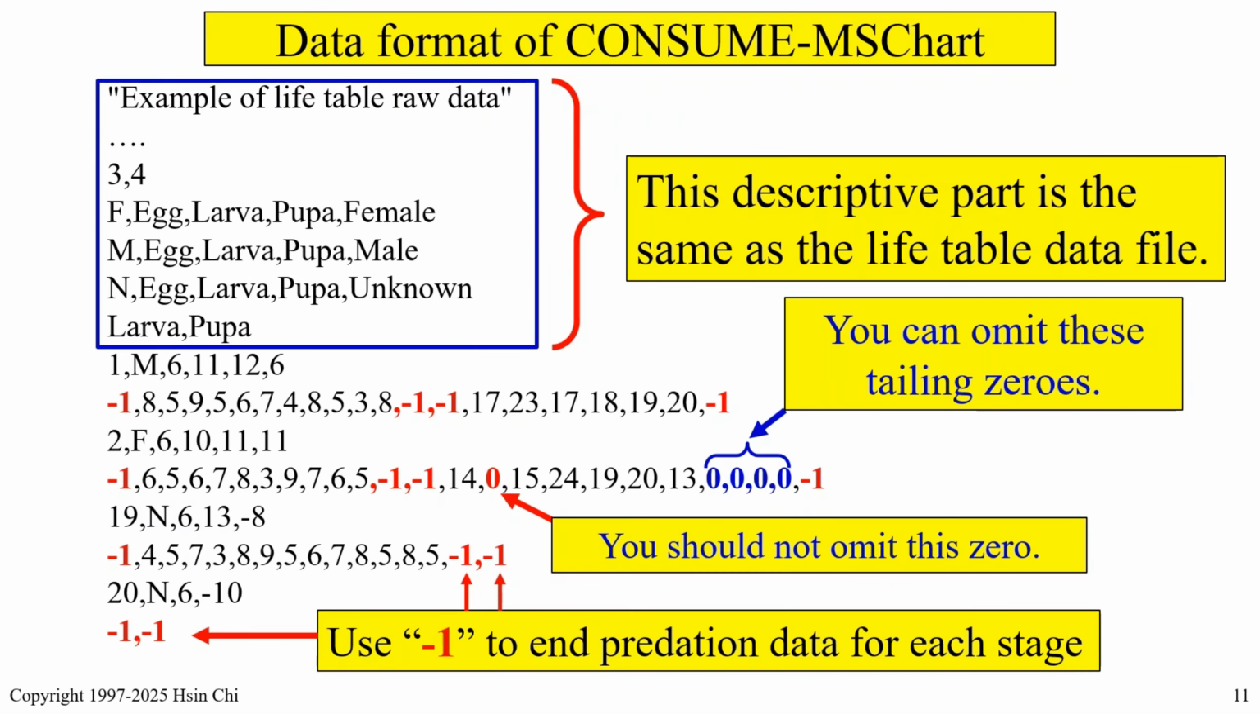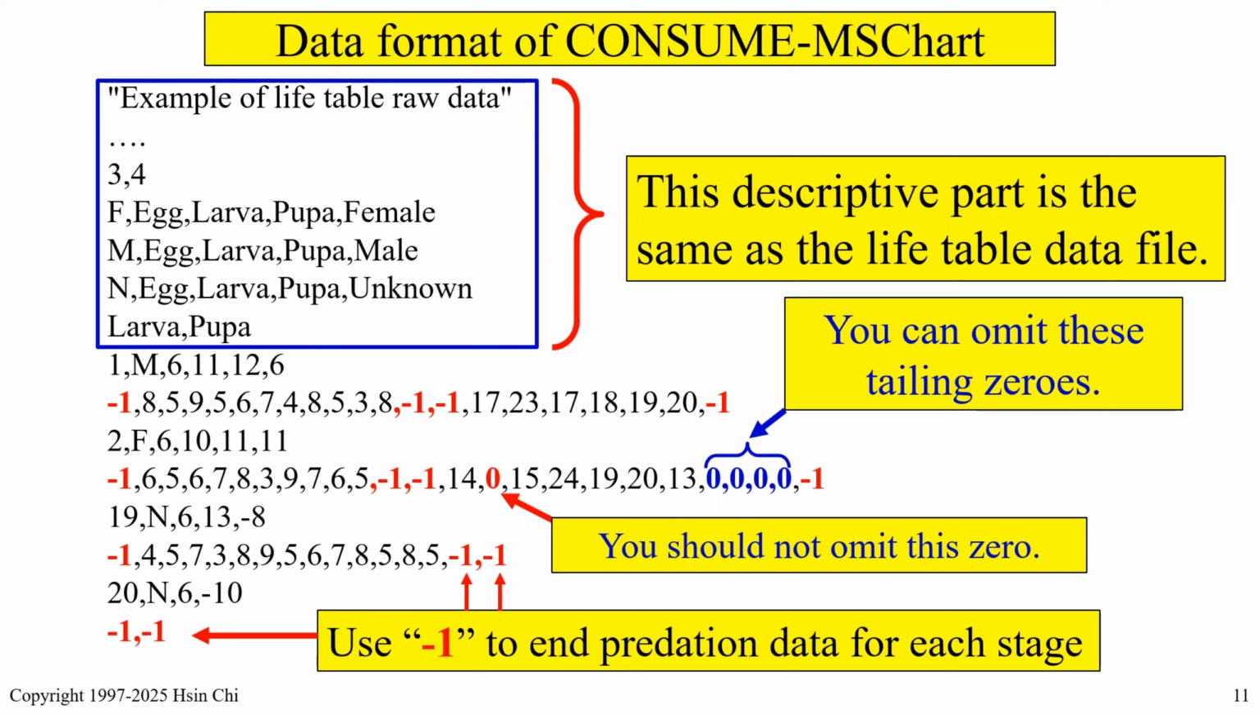In this slide, we explain the data format for the Consume MS Chart program designed by Professor Dr. Chi. The basic and descriptive information in the blue box is exactly the same as the life table data file. For each individual, you enter the developmental duration of each stage in one line. Then you have to enter the daily predation or parasitism or consumption for each individual. For easy debugging, you should enter these data in the next lines.